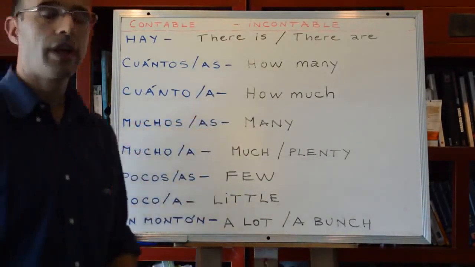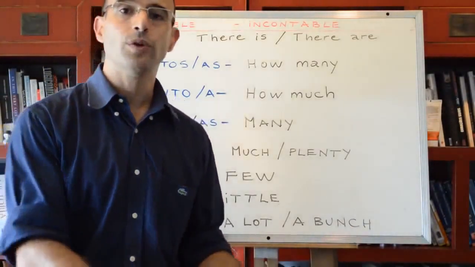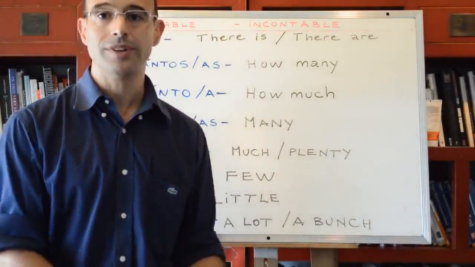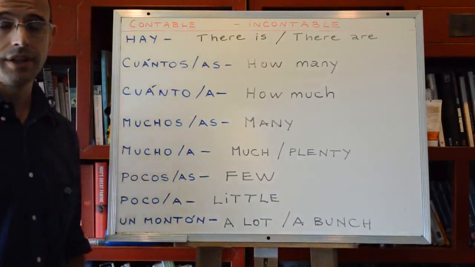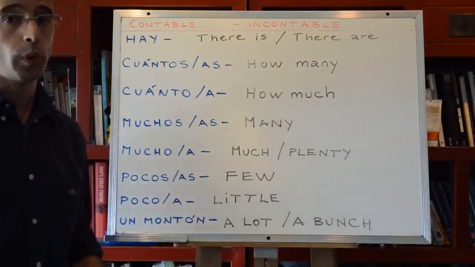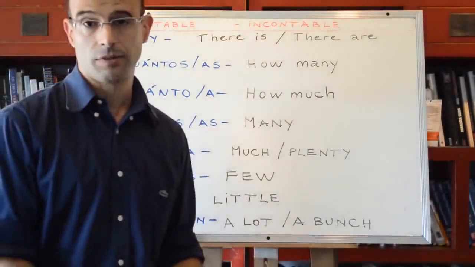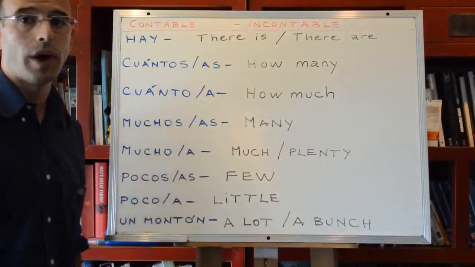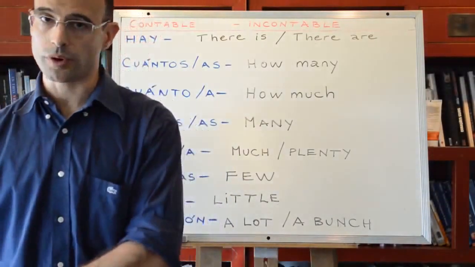For example, ¿cuánto dinero tienes? How much money do you have? ¿Cuánto dinero tienes? Okay? Because dinero, money, is masculine, we ask ¿cuánto? Now, water is feminine in Spanish, so we would ask ¿cuánta agua tienes? How much water do you have?